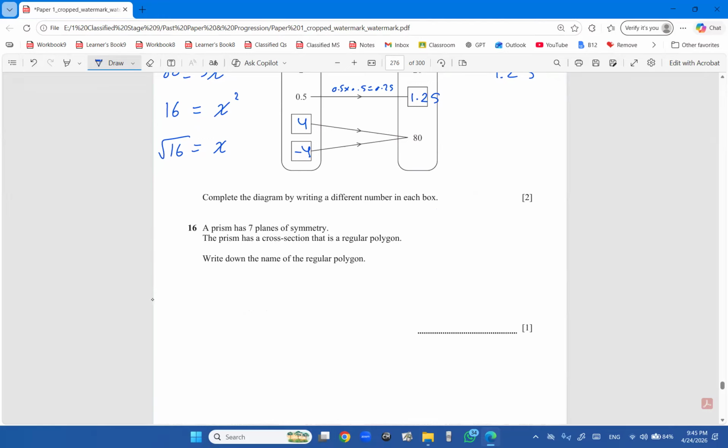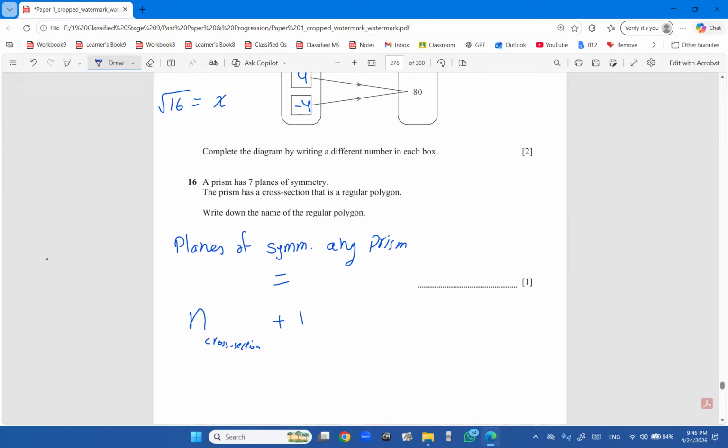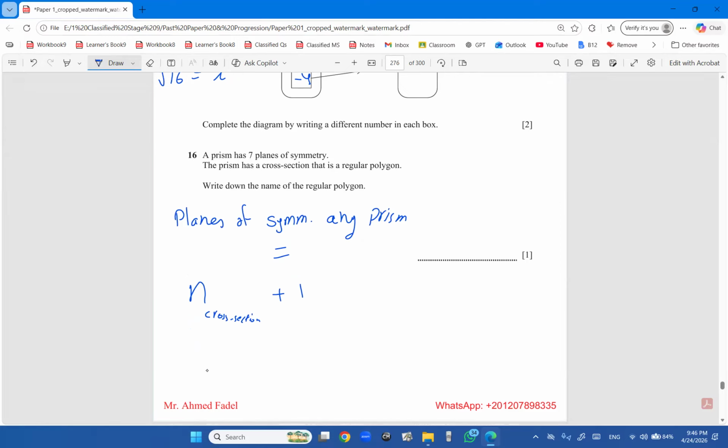A prism has 7 planes of symmetry. Let's learn about planes of symmetry. For any prism, the number of planes of symmetry equals the number of sides of the cross section plus 1. They said it has 7 planes of symmetry, so n plus 1 equals 7.